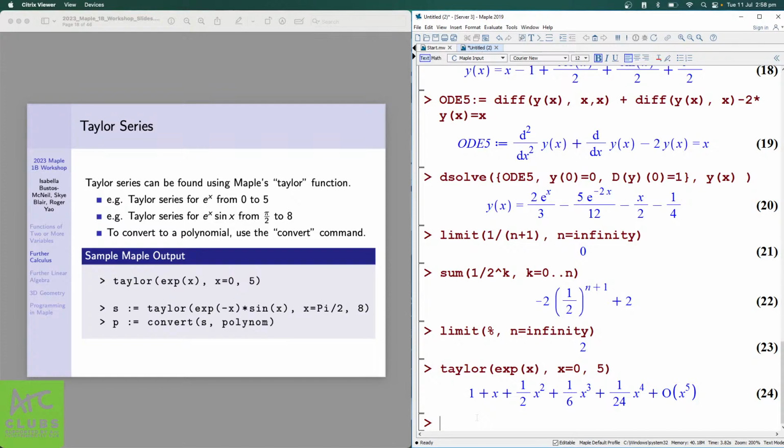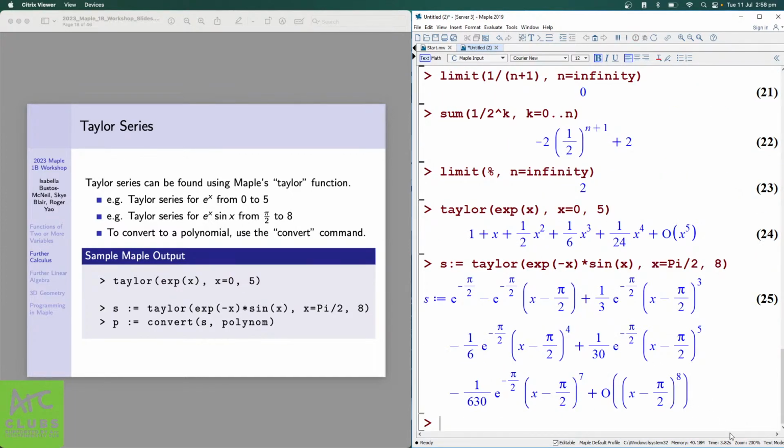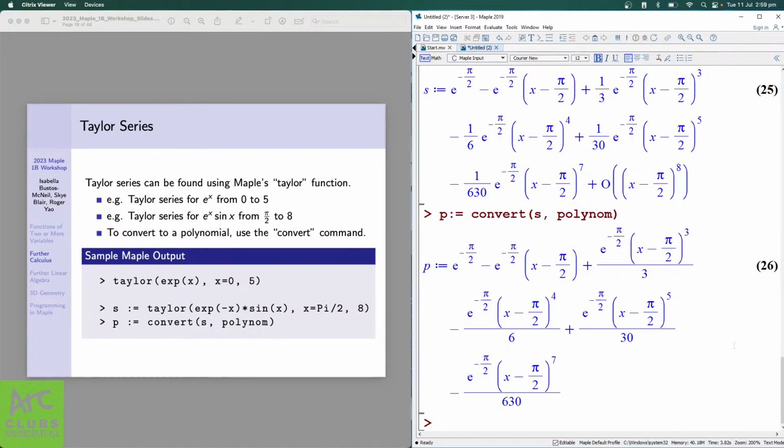If we want to convert from a Taylor series to a polynomial, what we can do is we can first define this s as taylor exp negative x times by sine x. That's for x equals pi on 2 to 8. I'm going to close that bracket here. So it does that, but we want to convert it to a polynomial. So now we're going to use p. And so we're going to do convert s and then polynom. And it converts it to a polynomial.